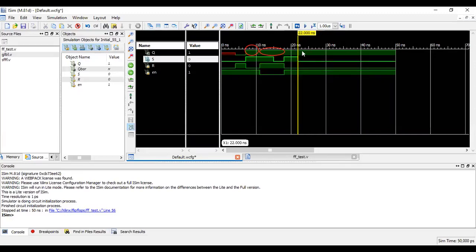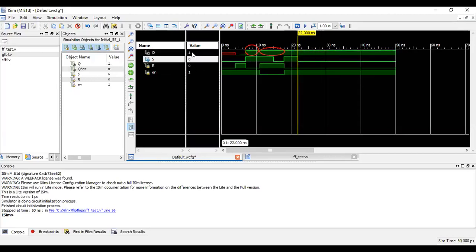So here, before the timeline is the previous state. After the timeline it is the next state. At this point it is 1 and 0, S and R. At this point it is 0 and 0. So this will be the previous state and this will be the next state.